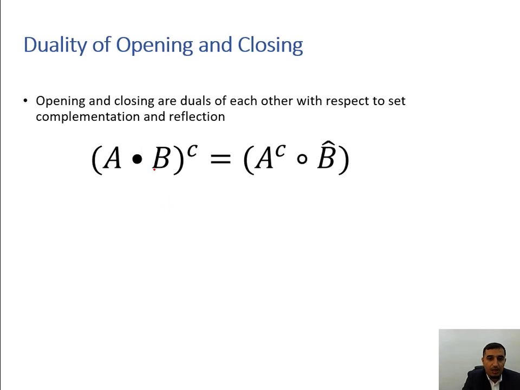So the duality: A closed by B complement is equal to A complement opened by B negative, or B complement.